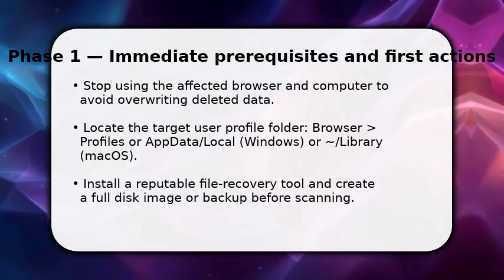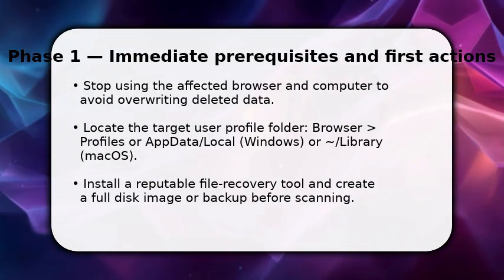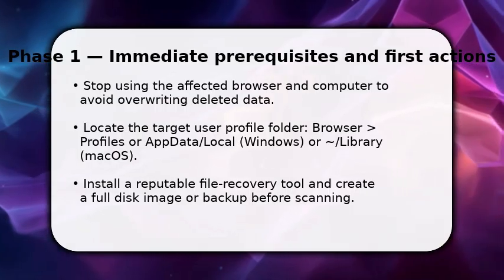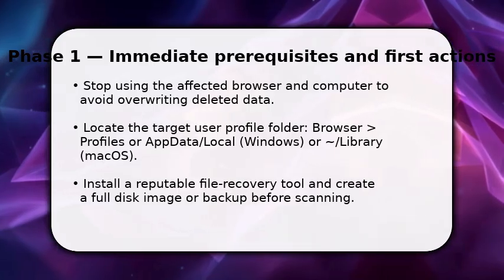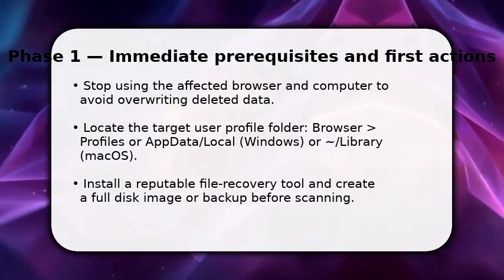Next, find the browser profile folder. For Windows, check appdata/local or appdata/roaming. On Mac OS, check ~library. This is where SQLite history files live.